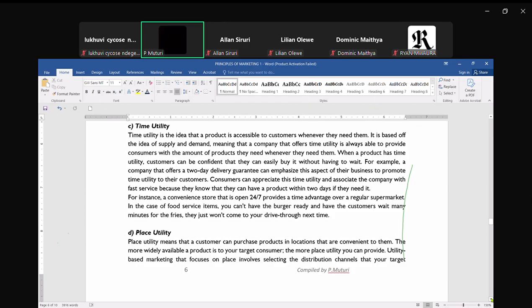I think technology, ICT, information communication technology, has made this much easier. Think about now how we're able to access even financial services through.